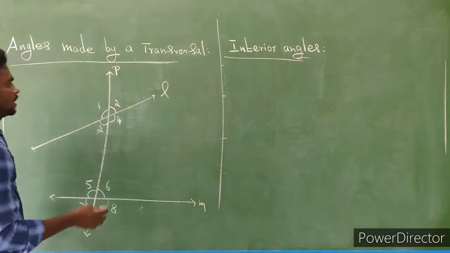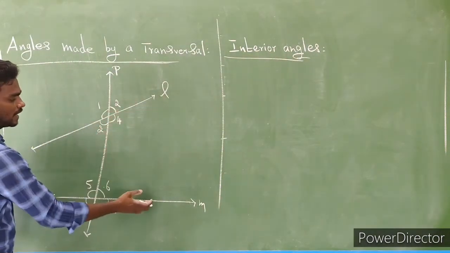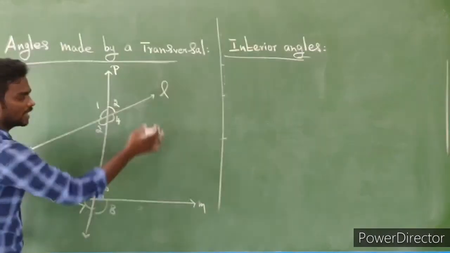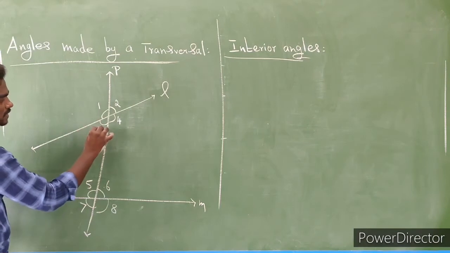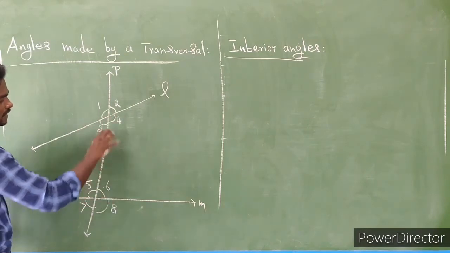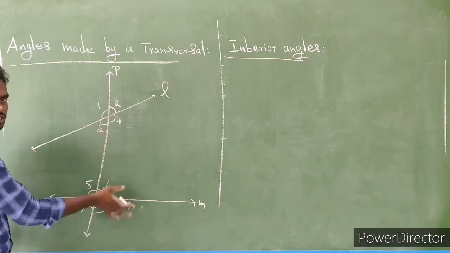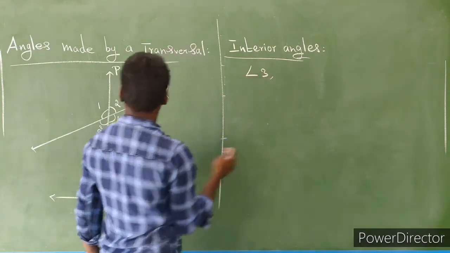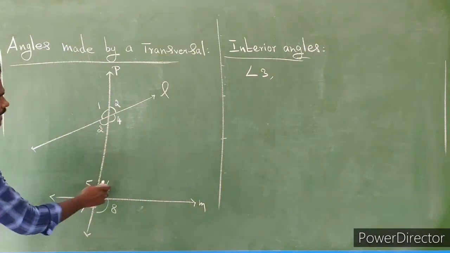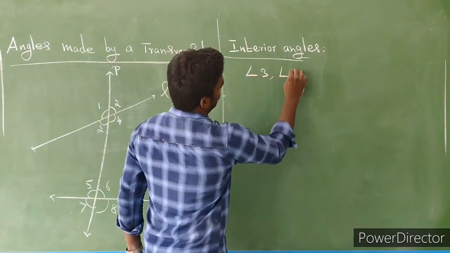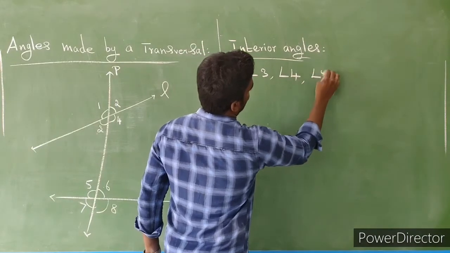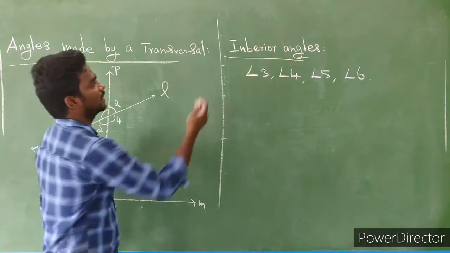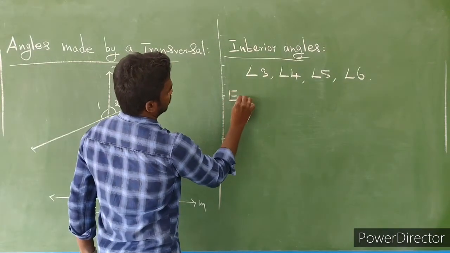An interior angle means an angle between these two lines L and M, that means the angle inside between the two lines L and M. What are the interior angles? Angles 3, 4, 5 and 6. These 4 angles are inside between these two lines. These 4 angles are called interior angles. Next, what are exterior angles?